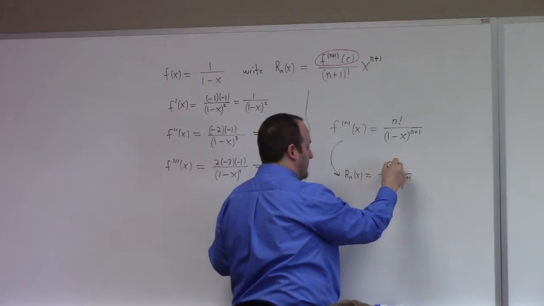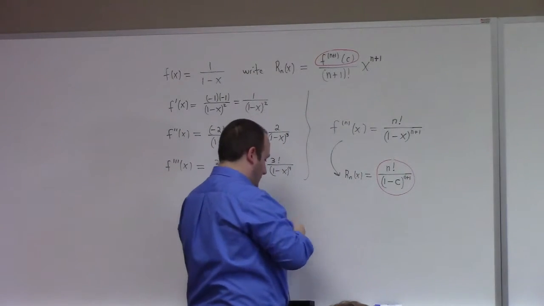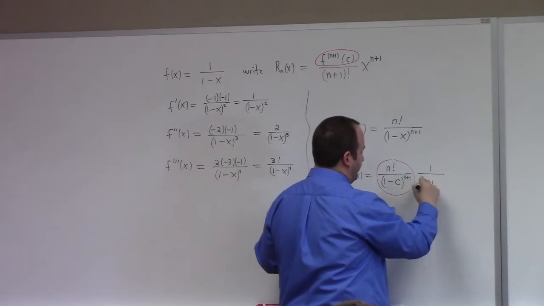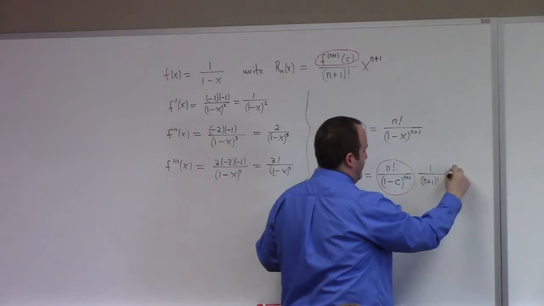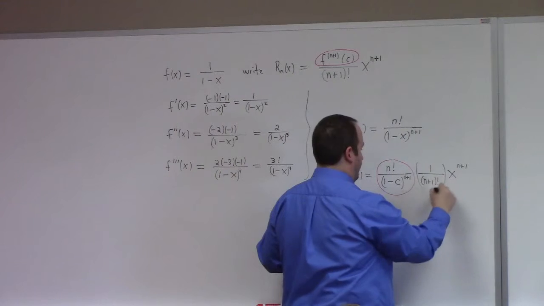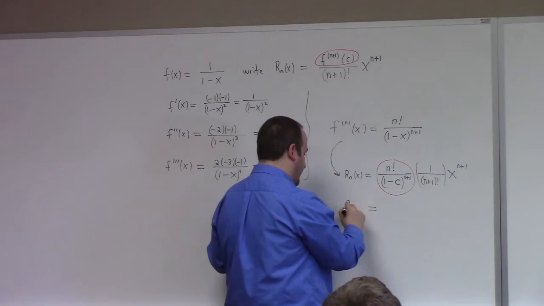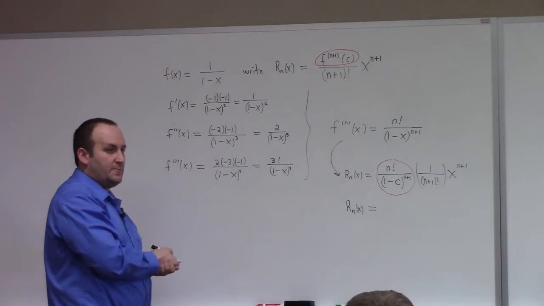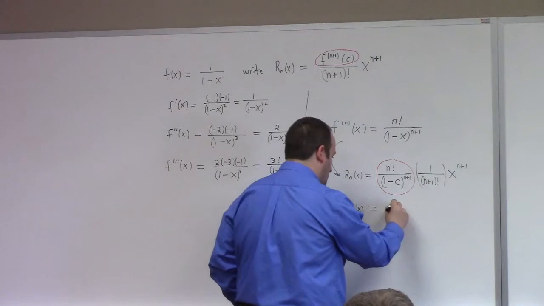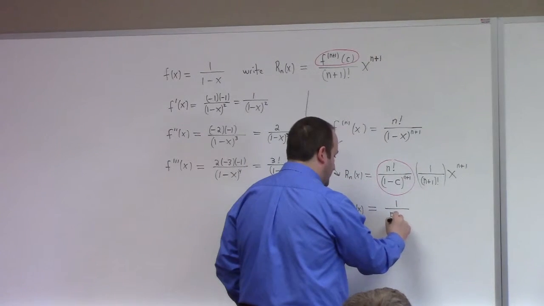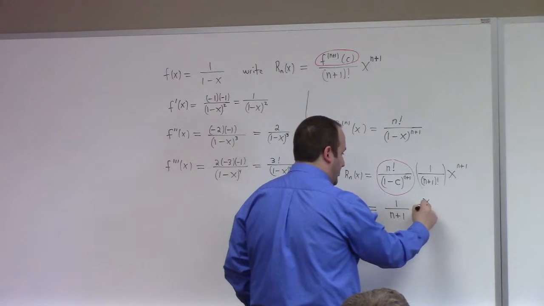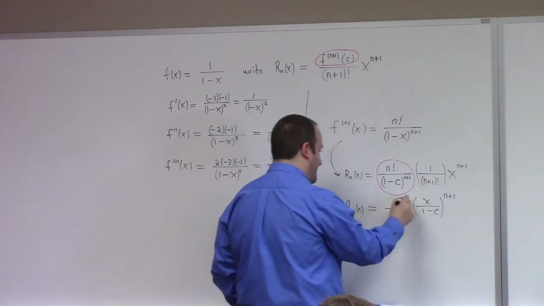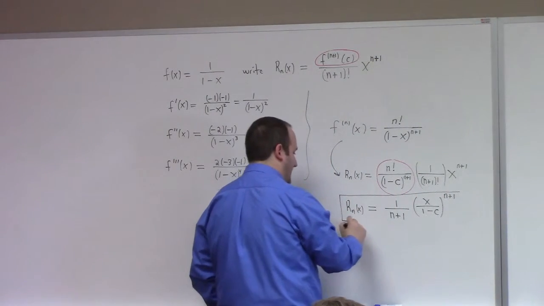Anyway, that's this, right? And then what? So you still got your 1 over n plus 1 factorial, and you still got your x to the n plus 1. So you can do some simplification there. So what's n factorial over n plus 1 factorial? Yeah, 1 over n plus 1. And then I can write x over 1 minus c to the n plus 1 if I want. There you go. That's probably the answer in the back of the book. I don't know. Is it?